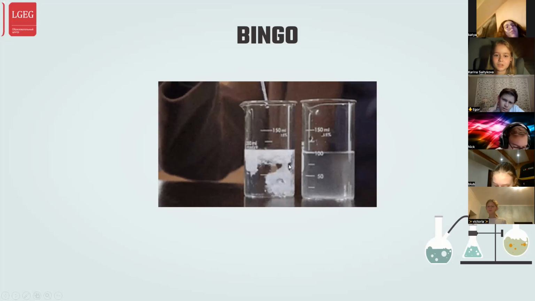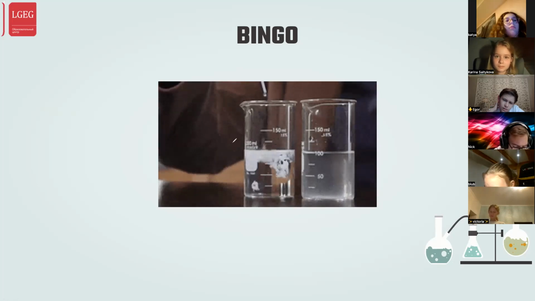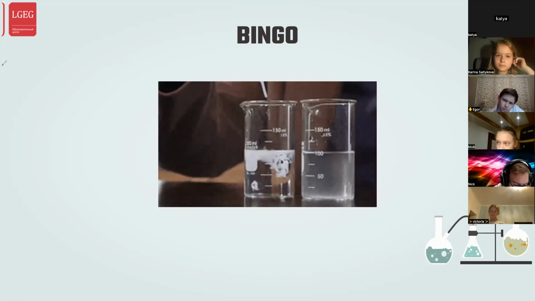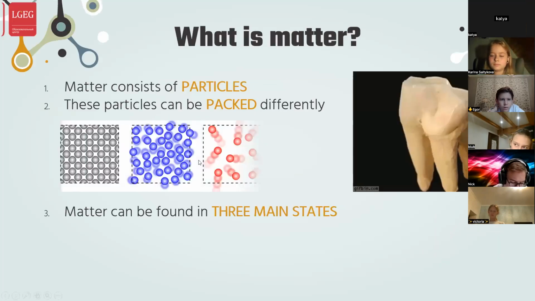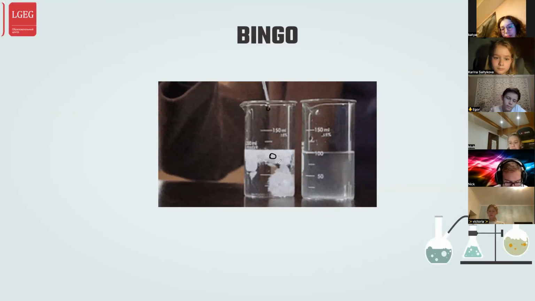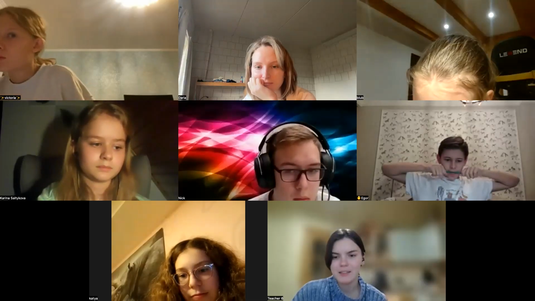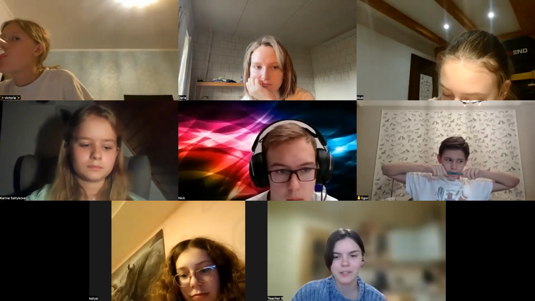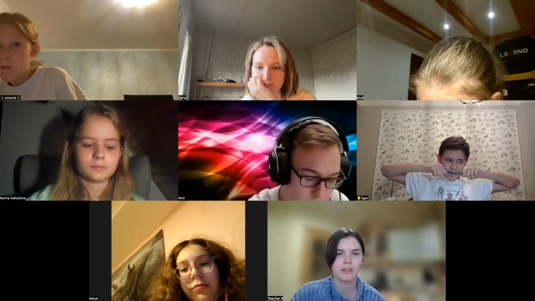We have 2 liquids. So we have a liquid, and we have one more liquid added. And in here we see solid particles forming. Yes, this white stuff is solid. Yes, great, good job. Okay, last lesson we haven't finished talking about one more thing, about showing chemical equations.